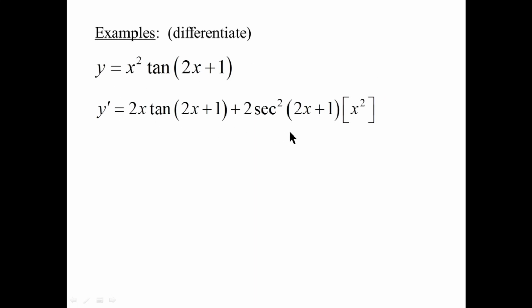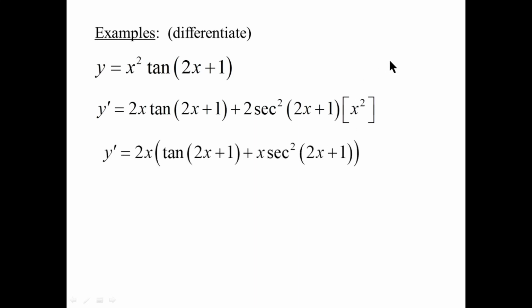And now, observing the two large terms, we look for common factors. Between the two terms, I see that 2 is a factor of the first term as well as the second term. And I see that x is a factor of the first term as well as a factor of the second term here. So 2 and x can be common factored out as follows, leaving behind tangent of 2x plus 1 plus x secant squared 2x plus 1. And don't be tempted to factor out 2x plus 1. It's not a factor, it's an argument.